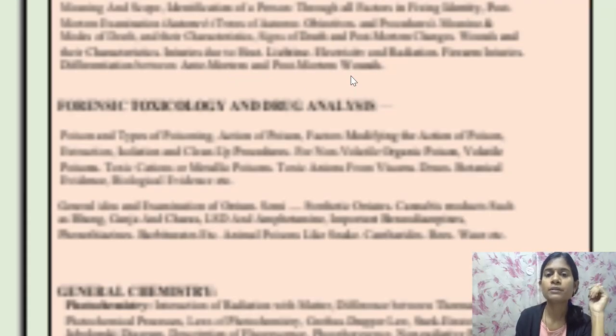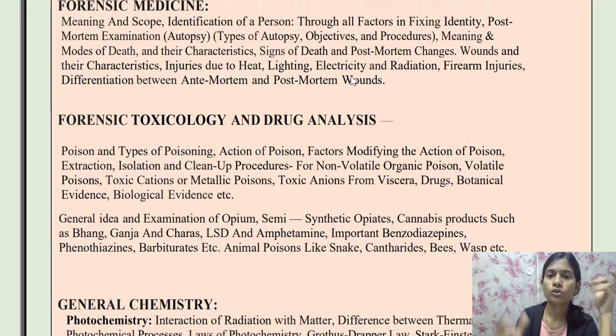For example, if the person was alive and an injury happened on the living person, how can we identify that the person was living during the injury? And also, if the injury happened on the dead body, how do we identify that post-mortem wound or post-mortem injury? That is included in this topic.